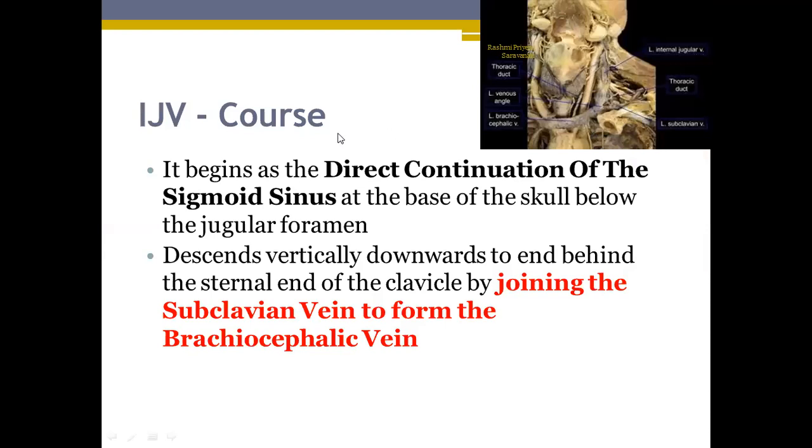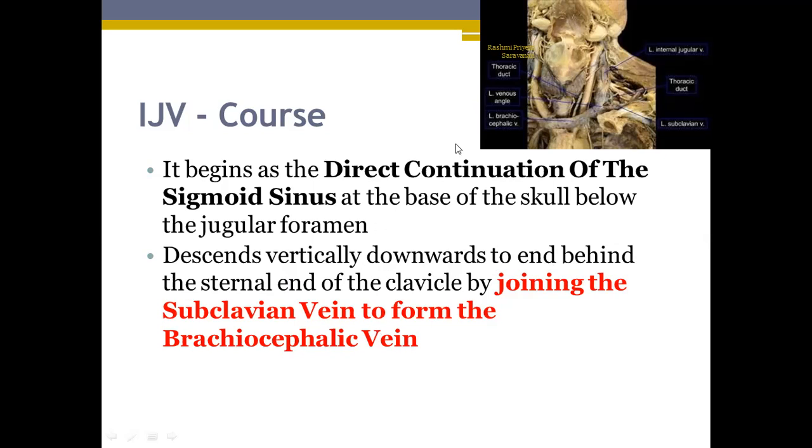Course of the internal jugular vein: it begins as a direct continuation of the sigmoid sinus, that is at the base of the skull below the jugular foramen. Okay, so it is a continuation of the sigmoid sinus, which is a dural venous sinus present within the cranial cavity at the jugular foramen. Then it descends vertically downwards to end behind the sternal end of the clavicle by joining the subclavian vein to form the brachiocephalic vein.